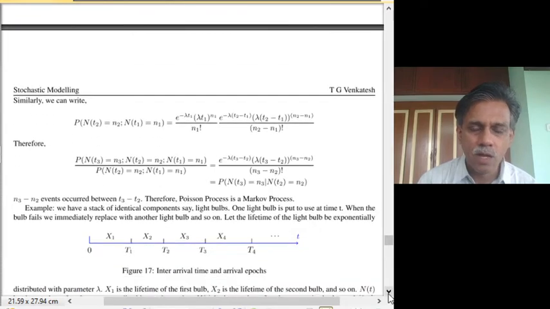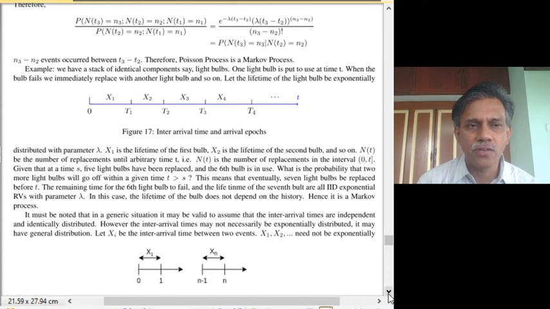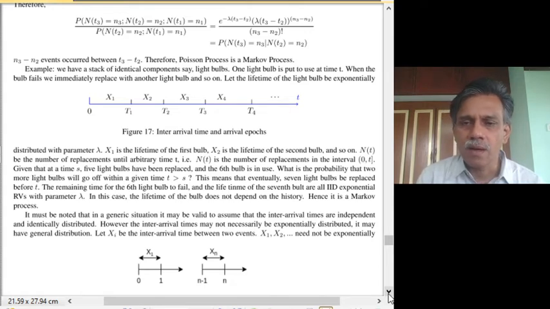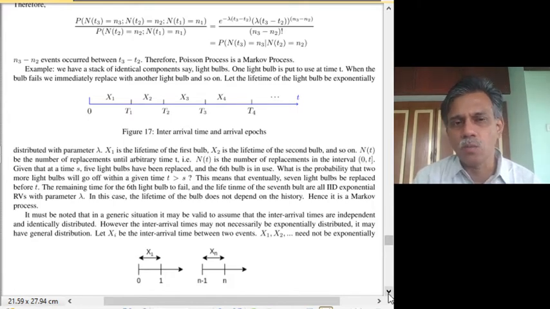To give an example, let us say we have a stack or a box of light bulbs, all manufactured using a similar manufacturing process, and therefore you expect the lifetimes of these components to be identical, and because they are random variables, they have an identical distribution. Further, they will be independent because one light bulb is not going to influence the lifetime of another light bulb. Let us assume a case where we put one bulb randomly picked from that lot into use and use it. Whenever the bulb fails, we immediately replace it by another bulb from the lot and keep doing it like this. So by event here we mean the failure of a bulb.